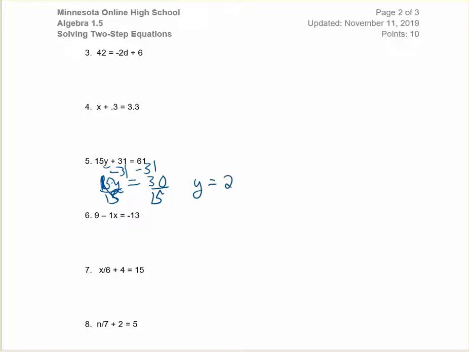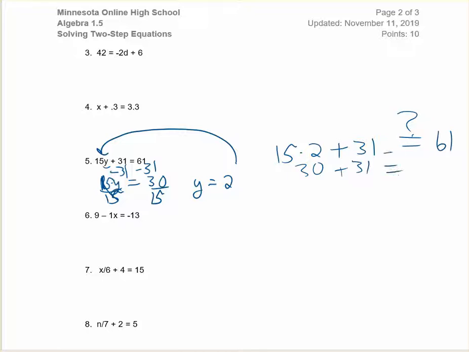Now to check your answer, there's 2 options. You can take your answer that you got and plug it back into your original equation. That would be 15 times 2 plus 31. And I want to see if that is equal to 61. So that would be 30 plus 31. And 30 plus 31 is 61, so it does check. You can check on your own paper. You don't have to show me that you checked it. But if you did check it, you would get this correct and you won't have a mistake there. So if you got an answer of y equals 3, then I know you didn't check it because it wouldn't have been the correct answer.